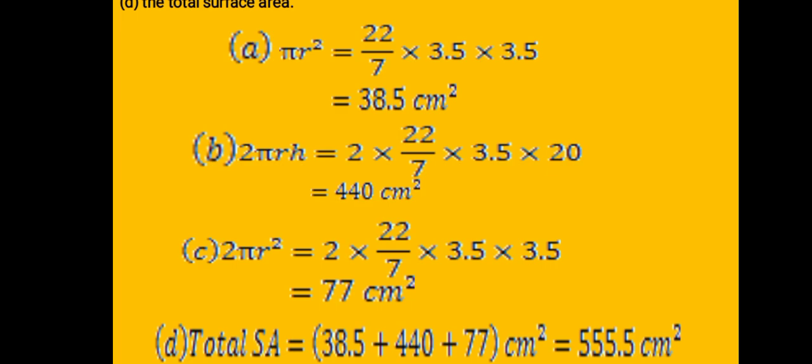Now the area of the curved surface of a hemisphere is taken to be 2 pi r squared. So you take 2 times 22/7 times 3.5 squared, and you get 77 centimeters squared. Now the total surface area of the can will be the area of the circular base, the area of the curved surface, and the area of the hemispherical surface, which is 38.5 plus 440 plus 77, giving us 555.5 centimeters squared.